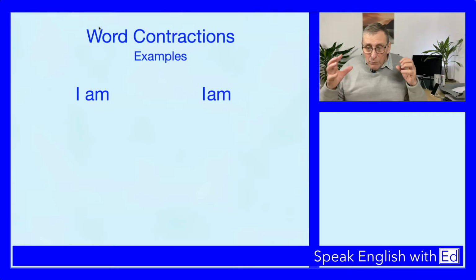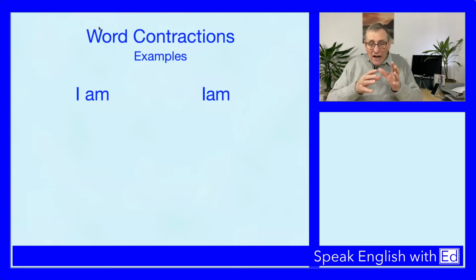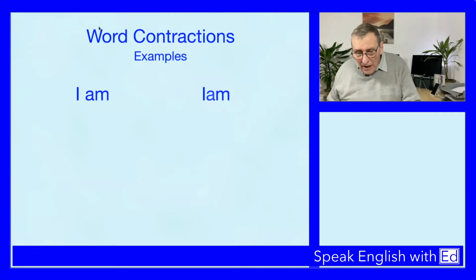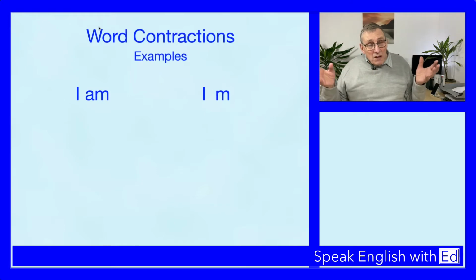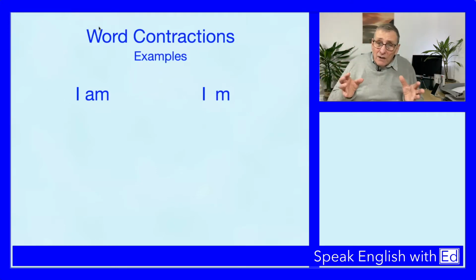So if we bring these two words together, we've got I am. But that's not what we want to say. We want to get rid of the A. So now we've got I m, which again is shorter, but it's not really what we want. What we want to do is bring it together so we can say I'm.